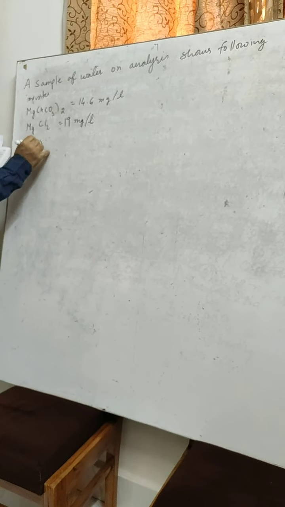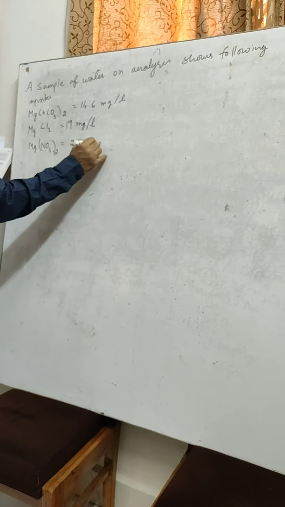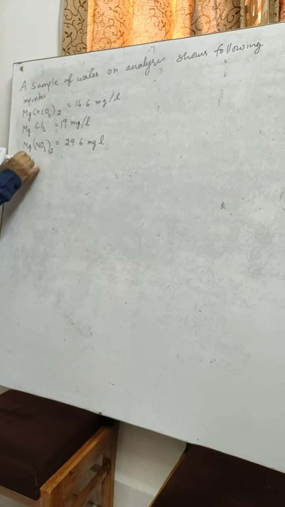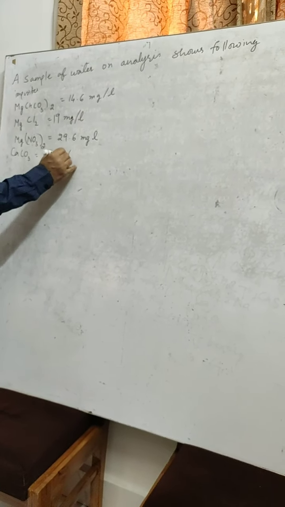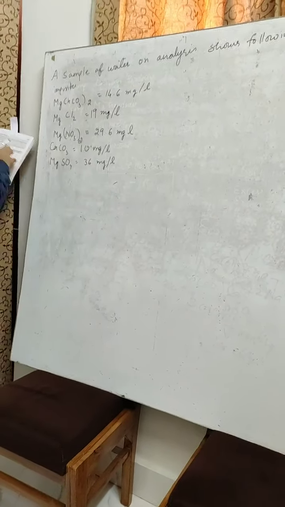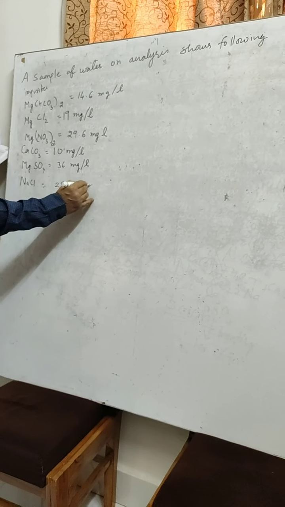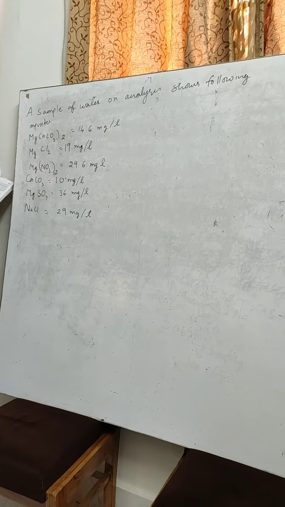magnesium nitrate, that is 29.6 milligrams per liter, calcium carbonate 10 milligrams per liter, then magnesium sulfate, it is 36 milligrams per liter, then sodium chloride equal to 29 milligrams per liter. Calculate the temporary, permanent and total hardness.